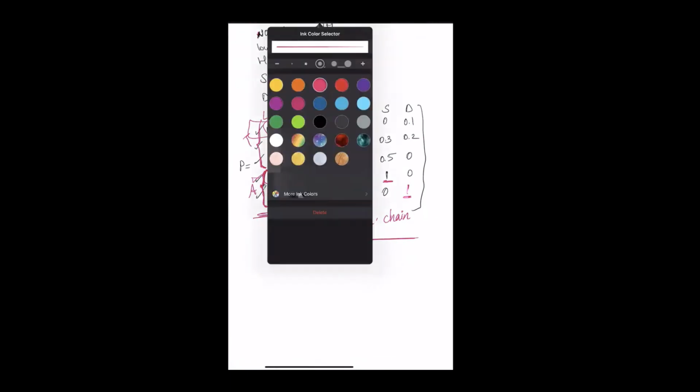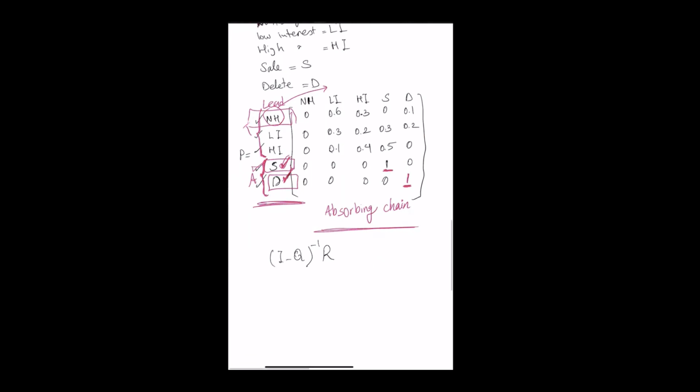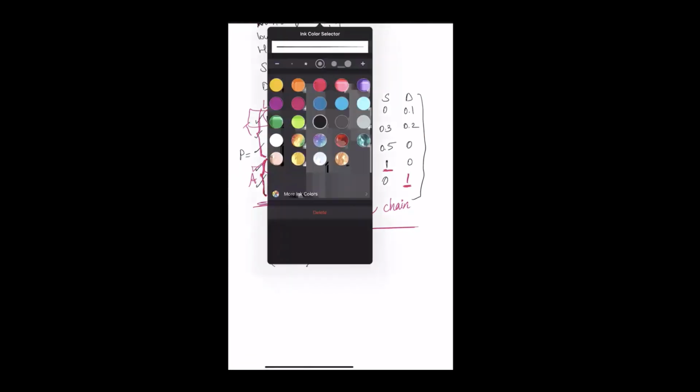I minus Q inverse times R. Is that what you wanted to say right now? Yeah, because you'll get the probability that a new customer will eventually make a purchase. Exactly. So 77%. Slow down, man.